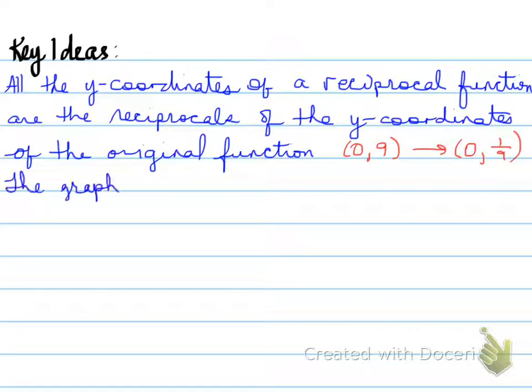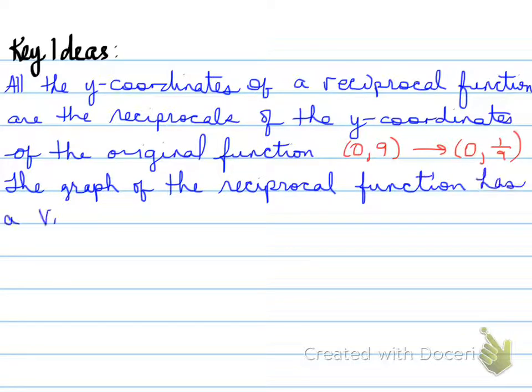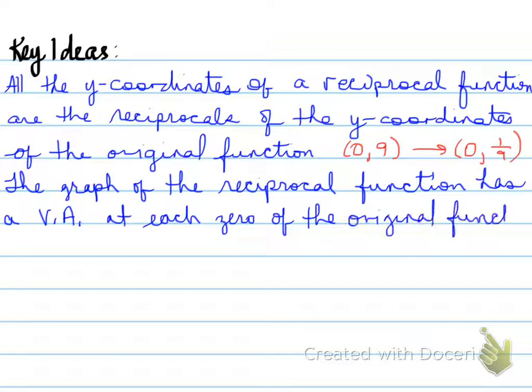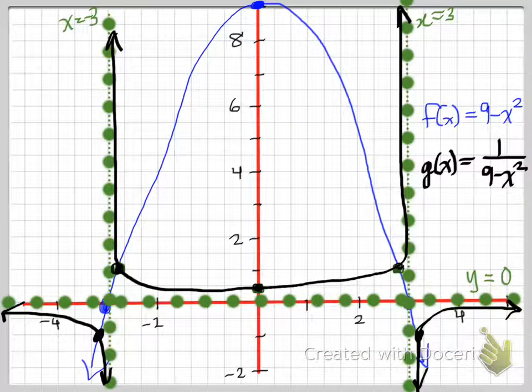Next part. The graph of the reciprocal function has a vertical asymptote at each 0 of the original function. So remember that we had a 0, and let's look back at the graph that we just had. The original function, this blue graph, was the parabola. Now, the vertical asymptote was created where the original function hits the x-axis. So we have vertical asymptotes at both x equals -3 and x equals +3.